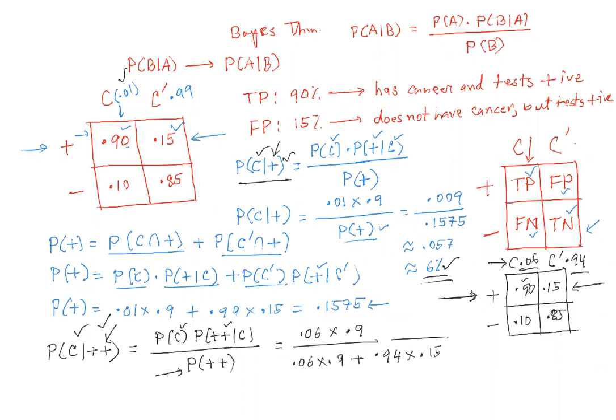And if you do the math, let's see what you get. 0.06 times 0.9 divided by 0.06 times 0.9 plus 0.94 times 0.15, and that gives you approximately 0.2769, or roughly I would say there is a 28% chance that a person that has tested positive twice has about 28% chance of actually having cancer.